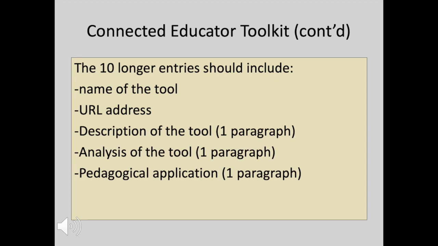The 10 longer entries should include the name of the tool, the URL address, a description of the tool, about a paragraph, summarizing what it is and what it does. Then an analysis of the tool, another paragraph, providing an analysis of the tool's features and potential for the user, and finally pedagogical applications, about a paragraph. Explore the possibilities and how it can be used in learning.